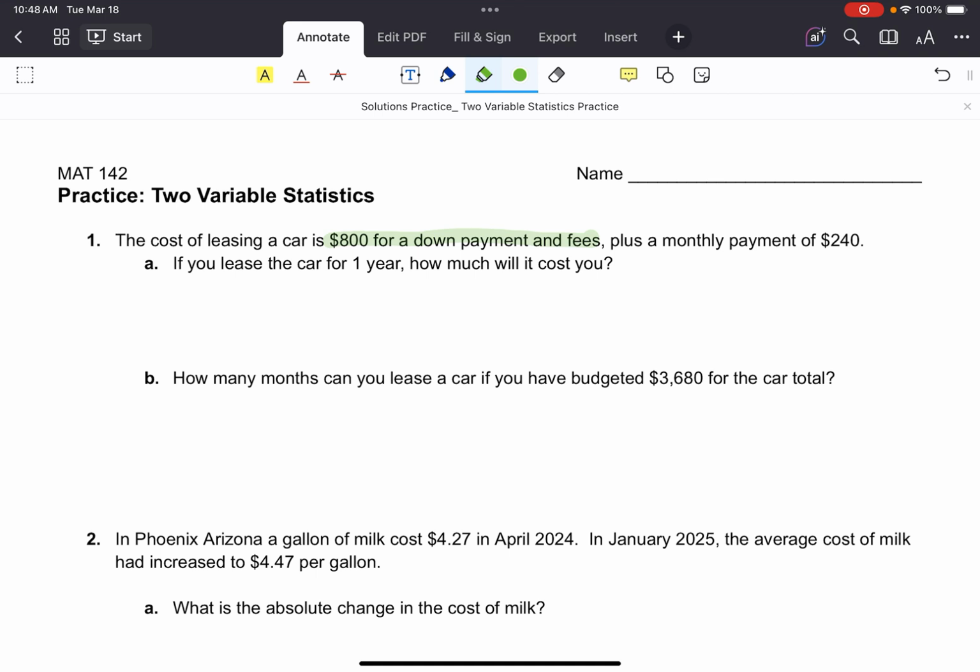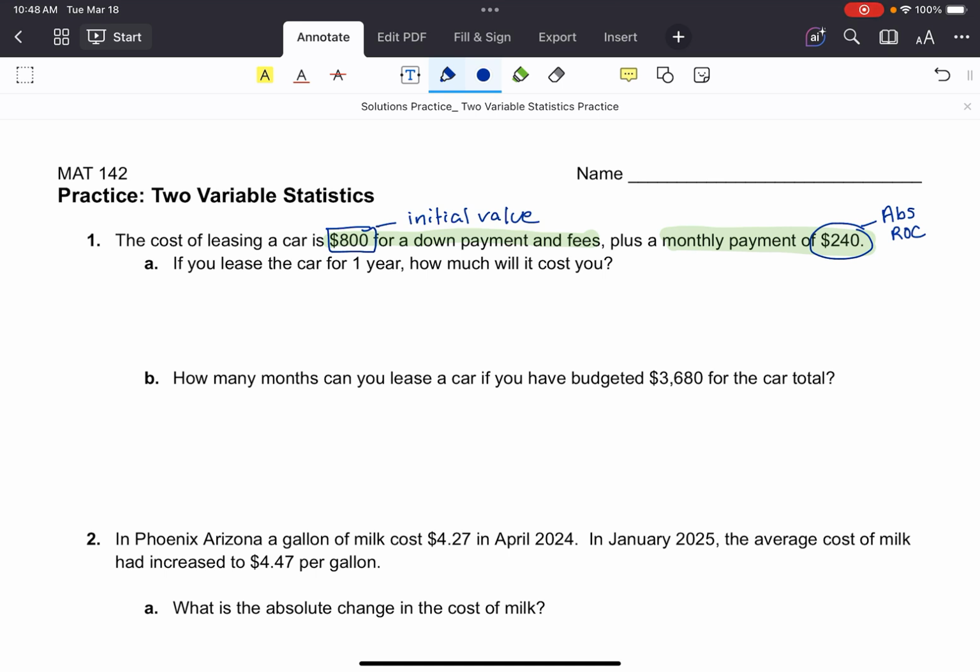payment and fees, and then we have a monthly payment of $240. So what you really want to think about here is this 800. That's going to be our initial value. And then that monthly payment of $240, that's our absolute rate of change. So that's our constant rate of change that's being added to the amount we're paying for the car every month.